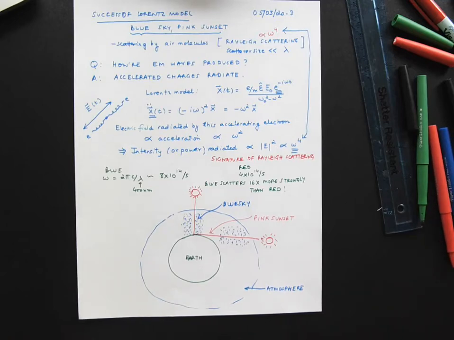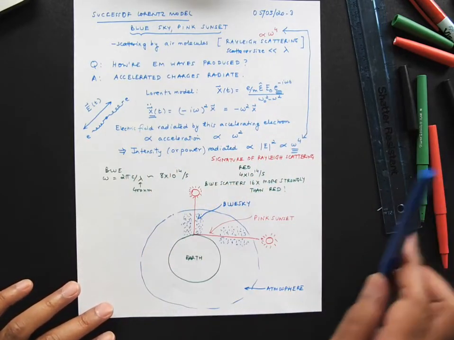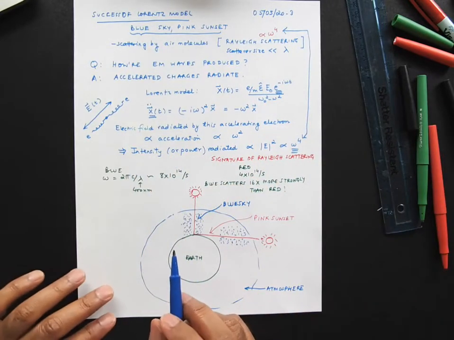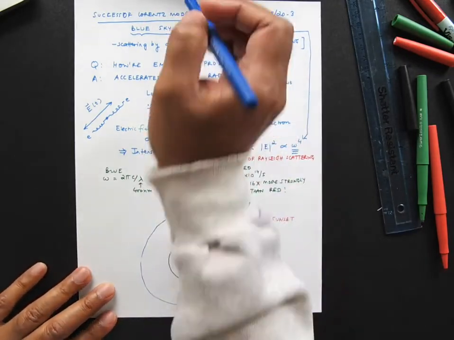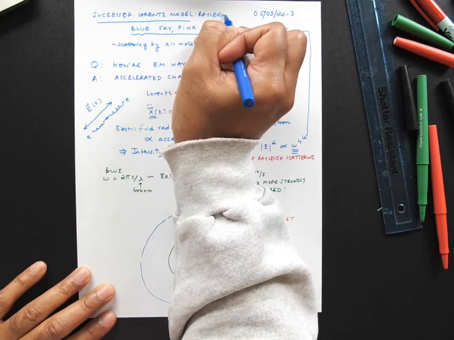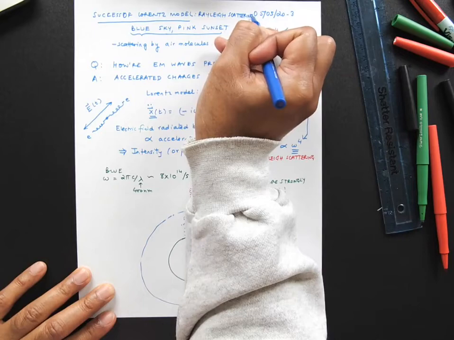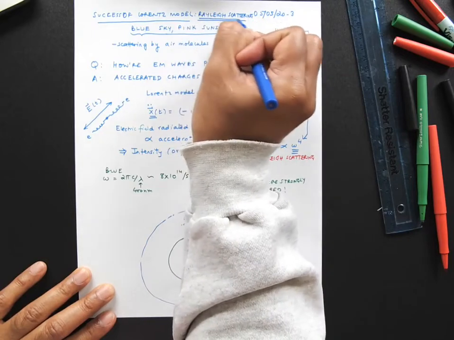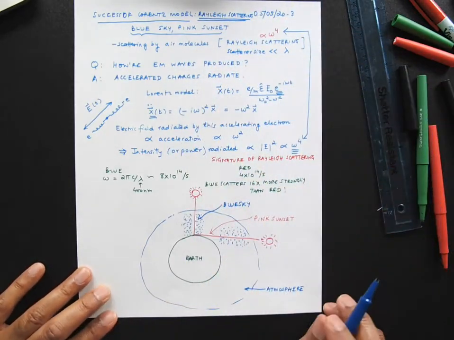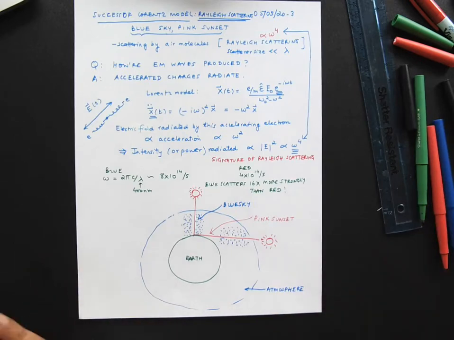Are there any questions? And please note that this was a good model for Rayleigh scattering, the Lorentz model. We did not talk about Mie scattering, which is a more complicated topic. Any questions so far?